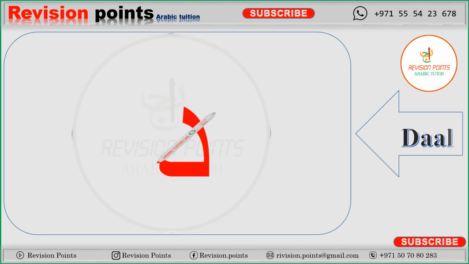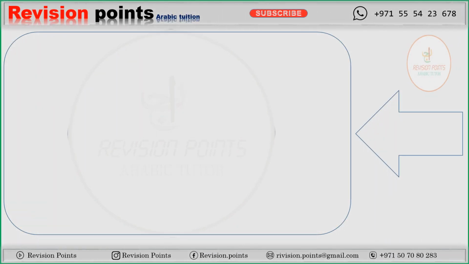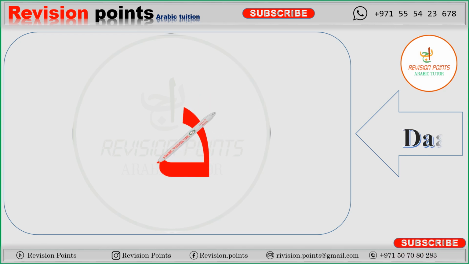Dal, dal. Draw like opposite direction of C.